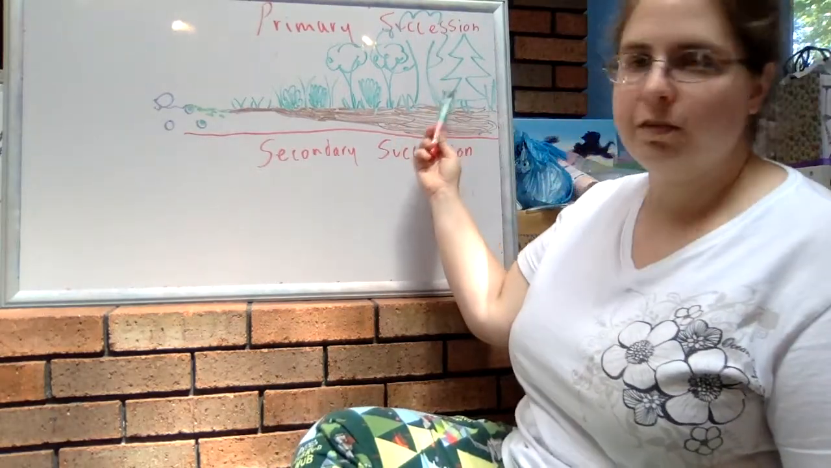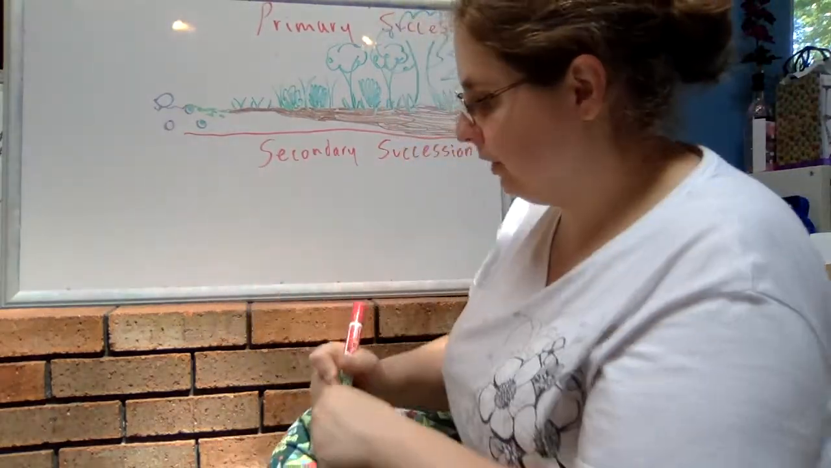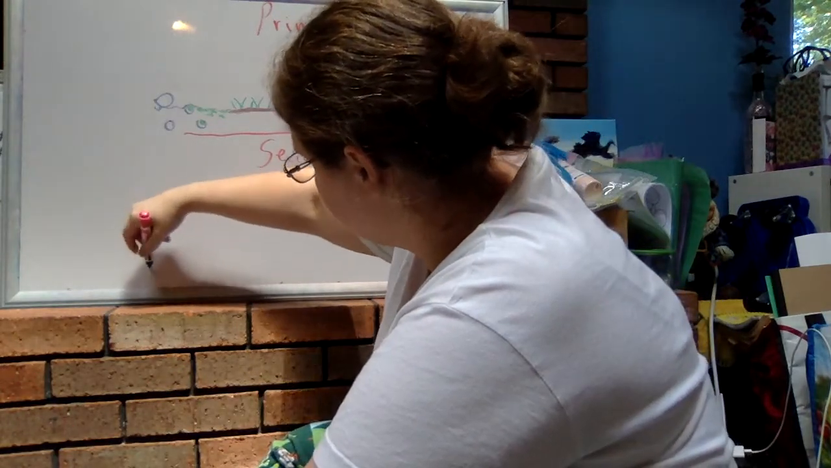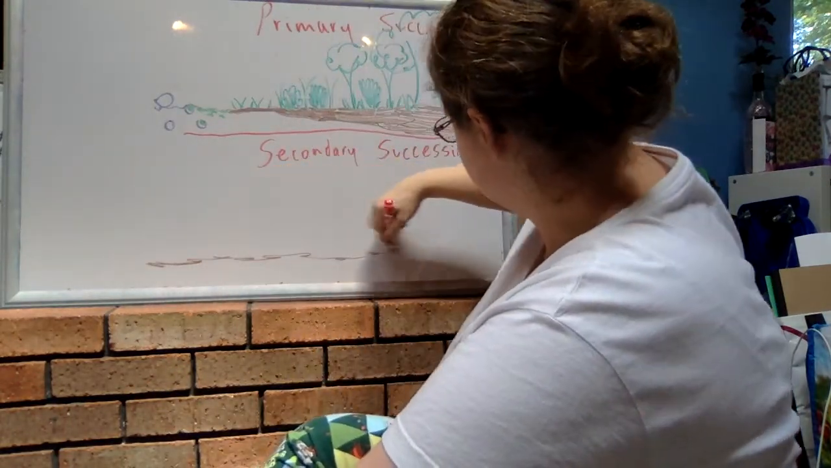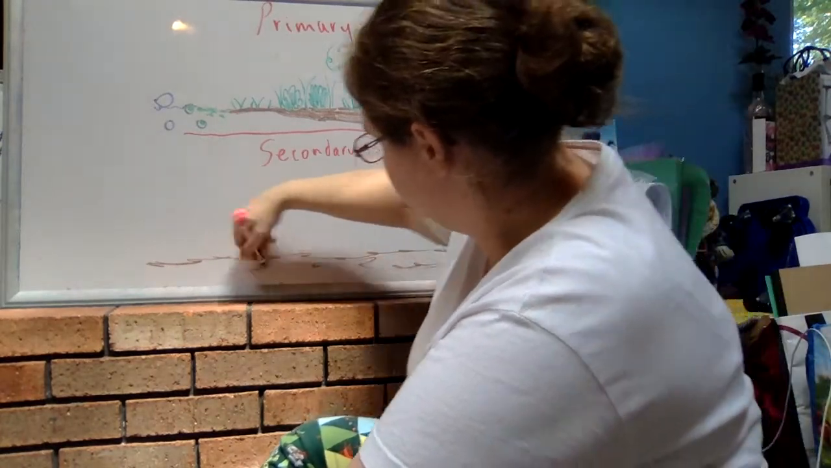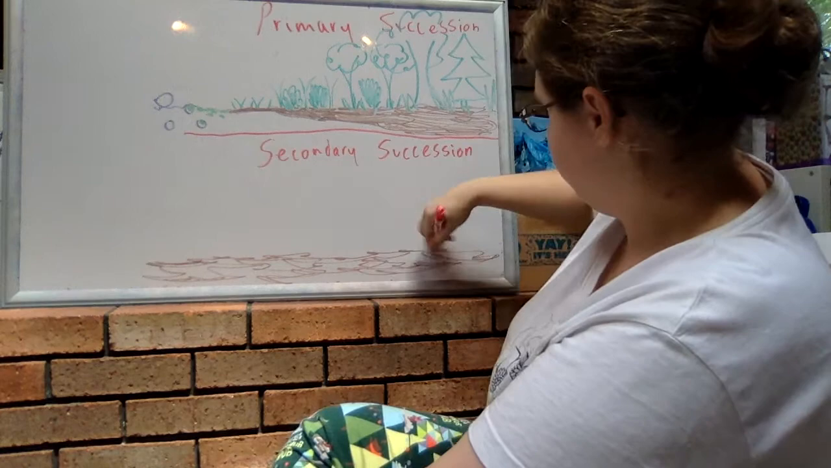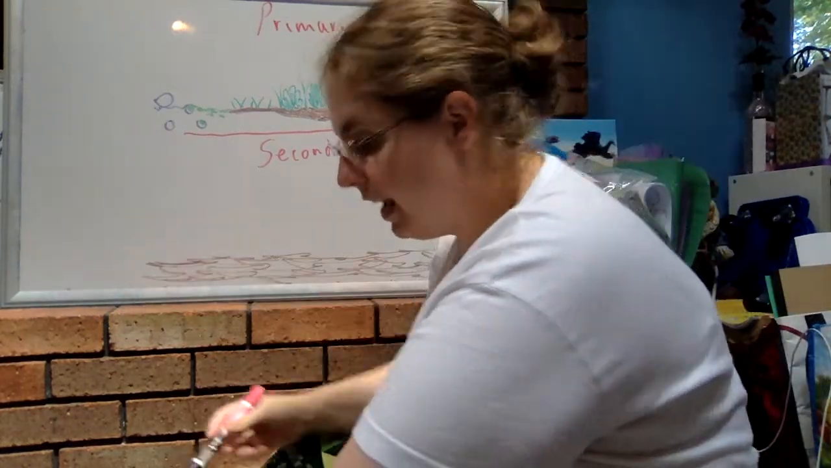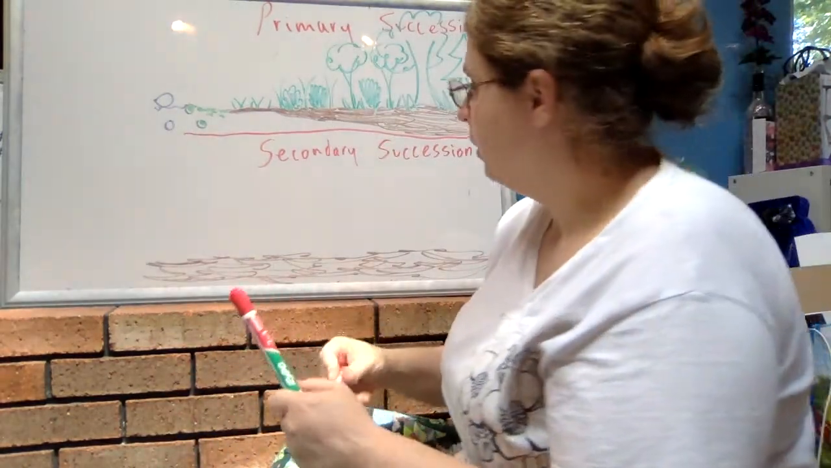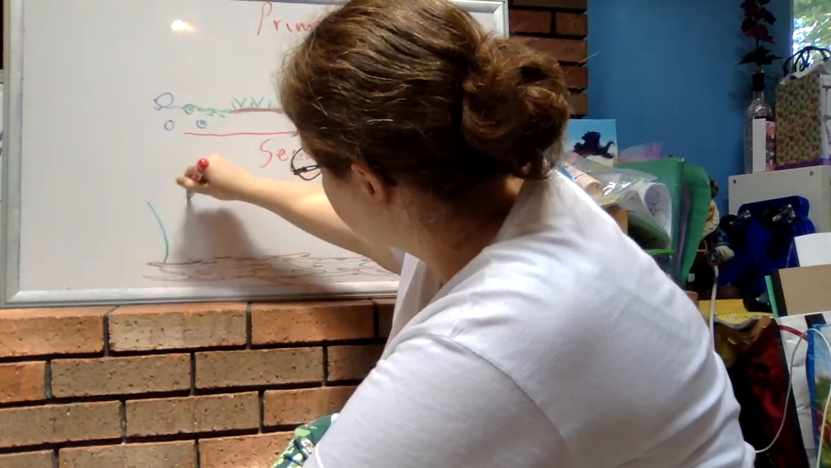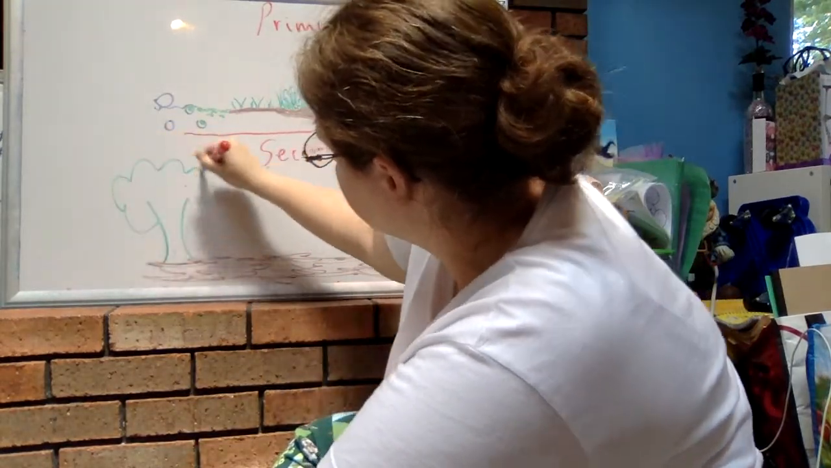So we start off with our climax community. Now remember, there's already soil present. There is already soil, and the organisms, the plants and all that, have access to the soil. So we start off with our climax community.